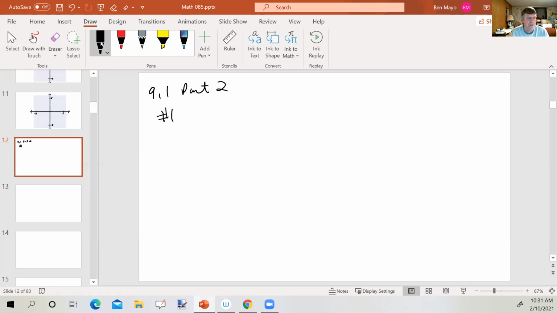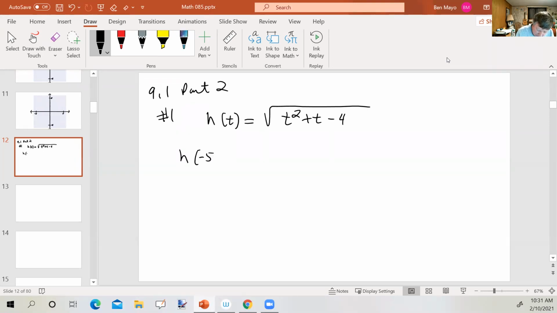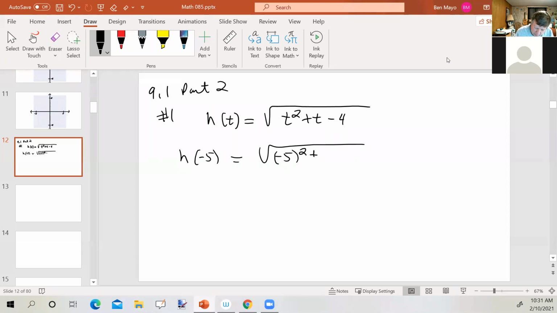It says, find each function value if possible. Do not use a calculator. If the answer is undefined, enter undefined. And it says h of t equals the square root of t squared plus t minus 4. And we are to find h of negative 5. So that would be the square root of negative 5, the quantity squared, plus negative 5 minus 4.